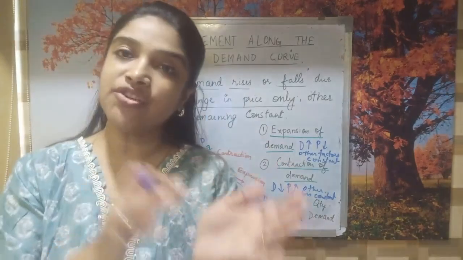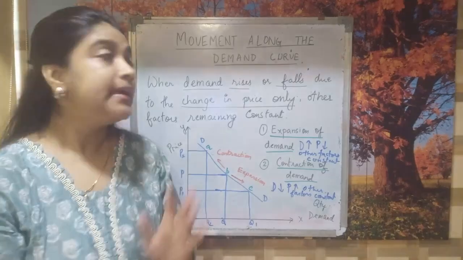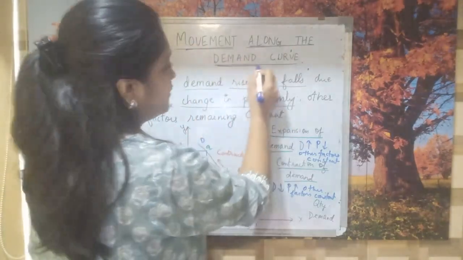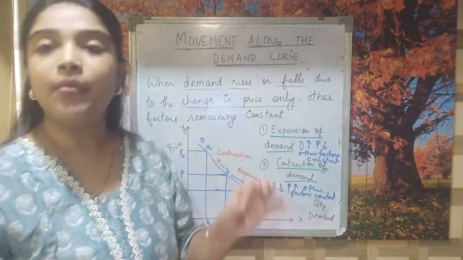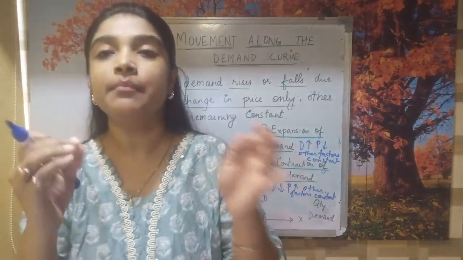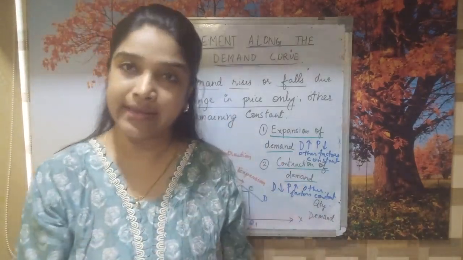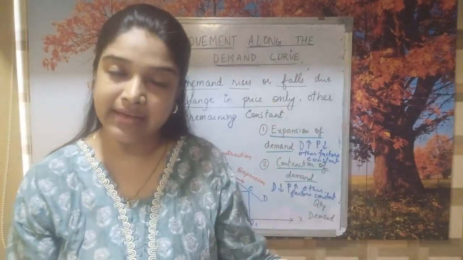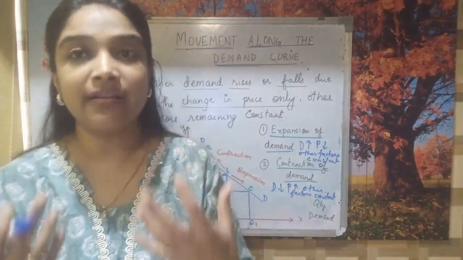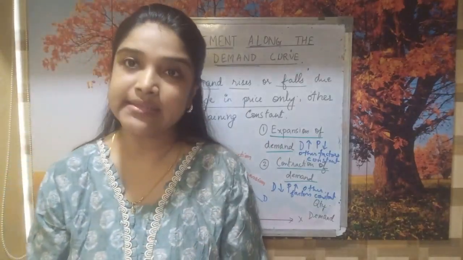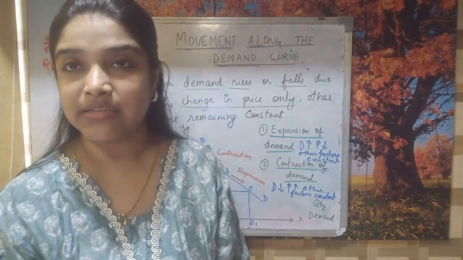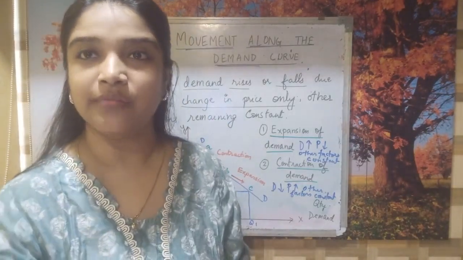Expansion and contraction of demand are part of movement along the demand curve. That means in this type of movement, basically demand changes because of the change in price. The demand rises because of the fall in price and the demand falls because of the rise in price. So movement along the demand curve, I hope it is clear to you all.